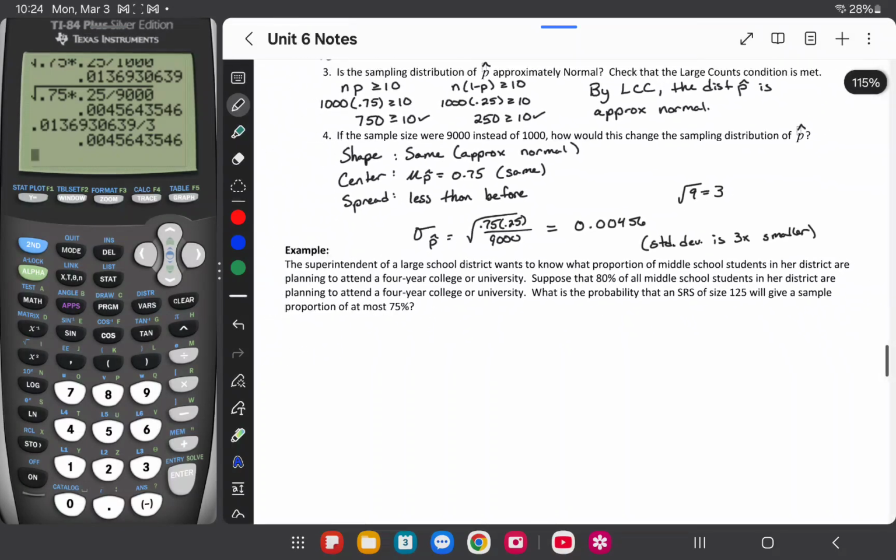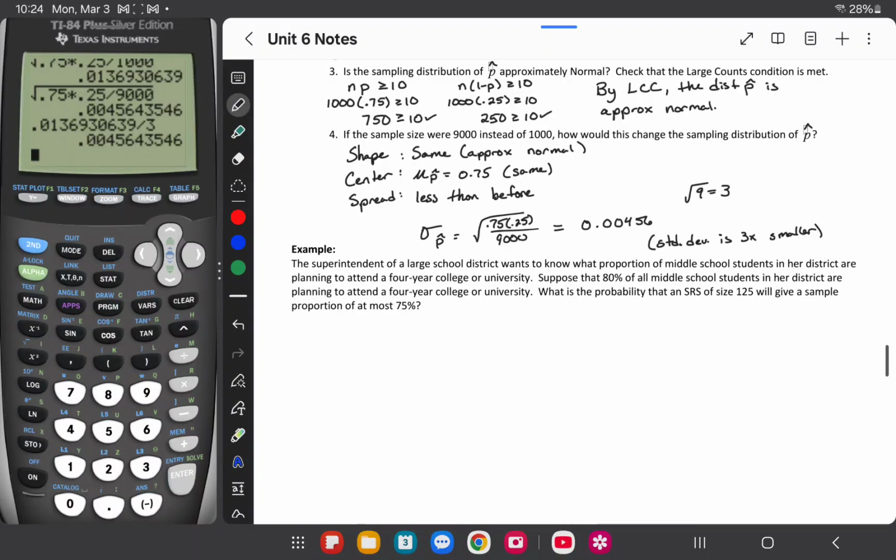So let's go ahead and talk about how we can possibly use this to answer some other questions. Let's look at this next example. It says the superintendent of a large school district wants to know what proportion of middle school students in her district are planning to attend a four-year college or university. Let's suppose that 80% of all middle school students in her district are planning to attend a four-year college or university. What is the probability that an SRS of size 125 will give a sample proportion of at most 75%?